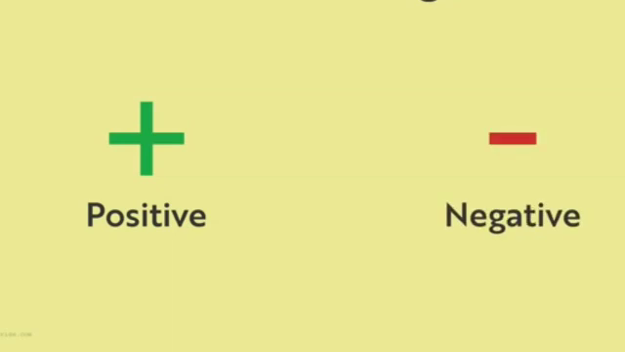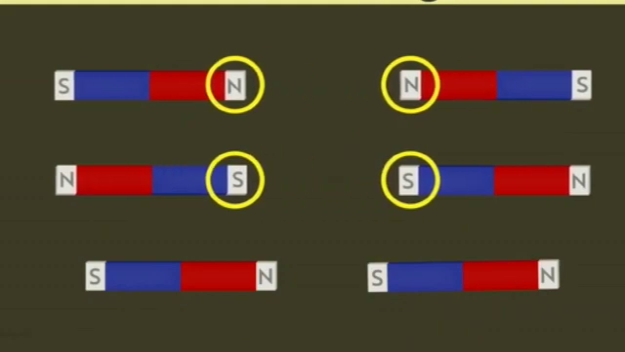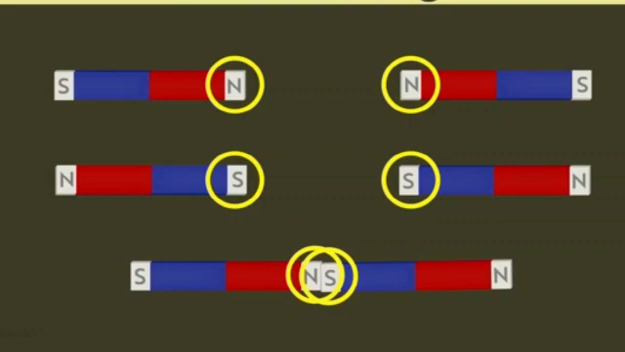Think about magnets. We all know that magnets have two poles, north and south. If two like poles come in contact, they repel each other. And if two unlike poles come together, they attract each other. In the same way, two like charges, that is two positive or two negative, repel each other, and one positive and one negative attract each other.